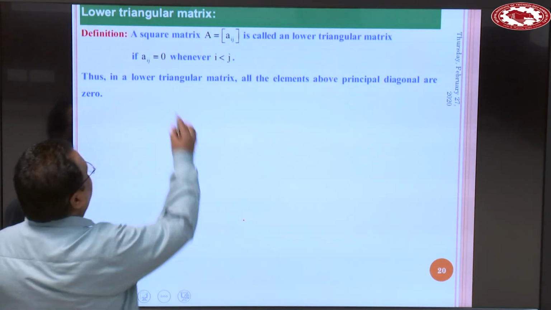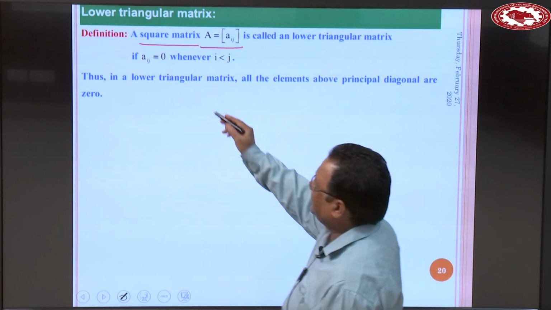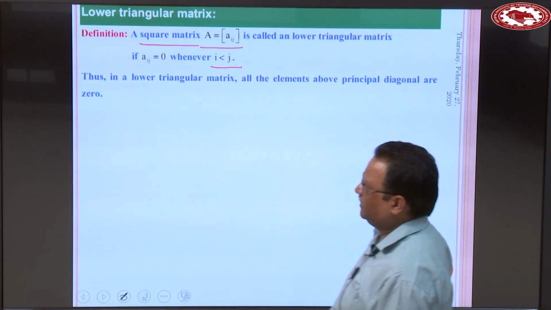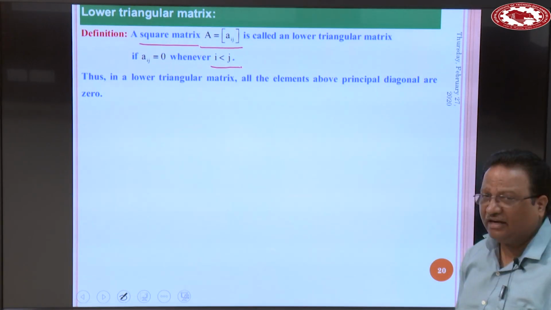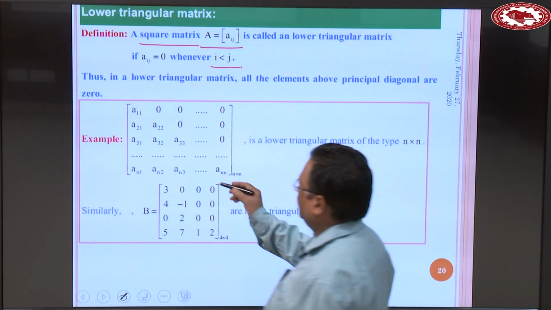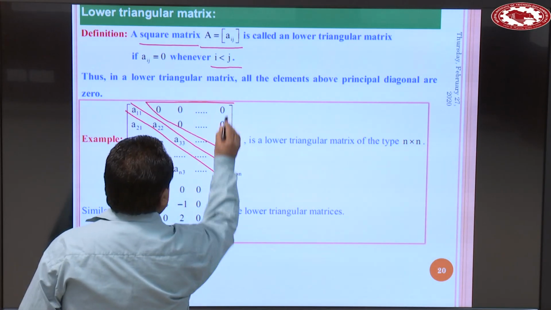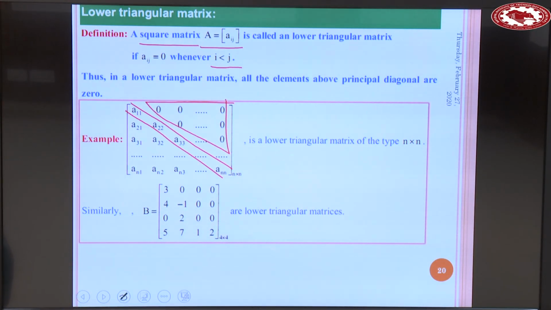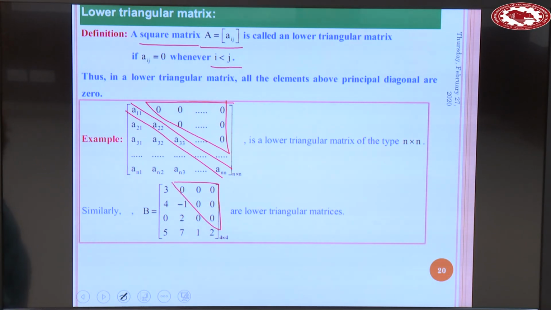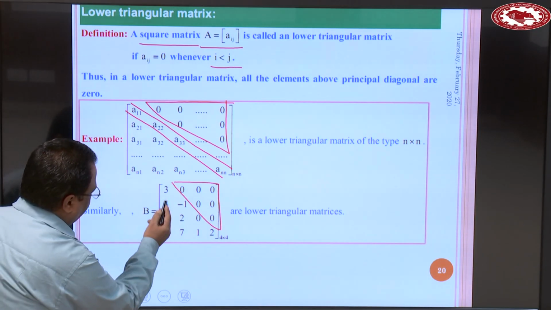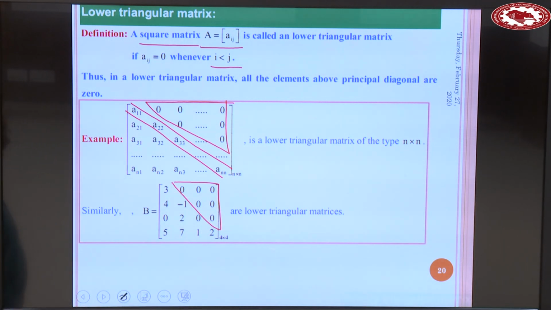The next definition: what is a lower triangular matrix? A square matrix A equal to [aij] is called a lower triangular matrix if aij is equal to 0 whenever i is less than j. This means in a lower triangular matrix all the elements above the principal diagonal are 0, like this. You can see all the elements above the principal diagonal are 0. So this one, 3, 4, 0, 5, -1, 2, 7, 0, 1, 2, is called a lower triangular matrix.